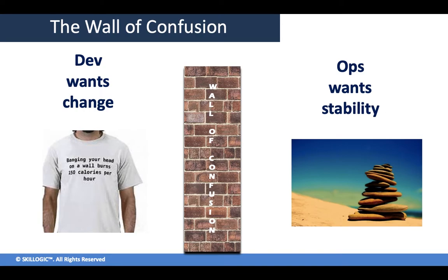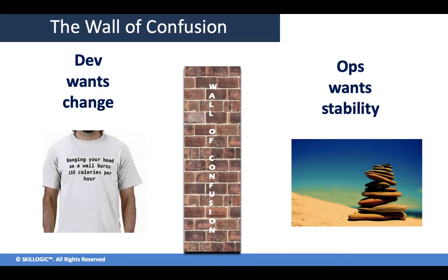Development wants change, but operation wants stability, because that is how their roles are structured, right? And that actually causes a wall of confusion, because they have conflicting objectives. If you want to move into a more collaborative environment, which DevOps says, then there should be a change in their objectives, an alignment in their objectives in such a way that the piece of code moves smoothly to the production, and they have shared targets.